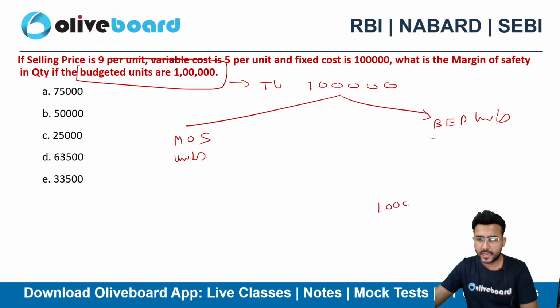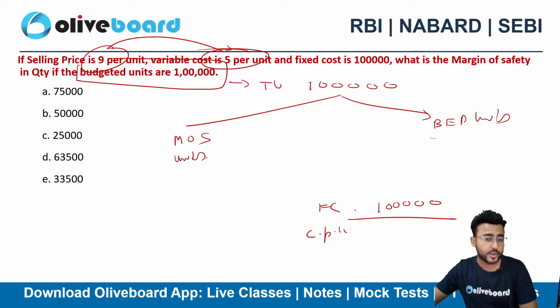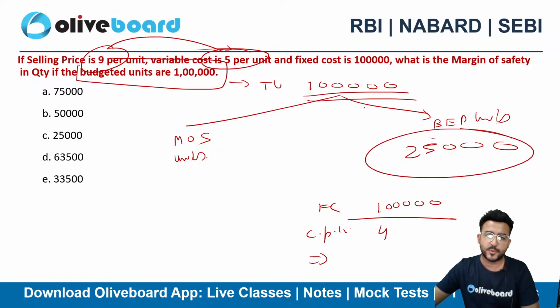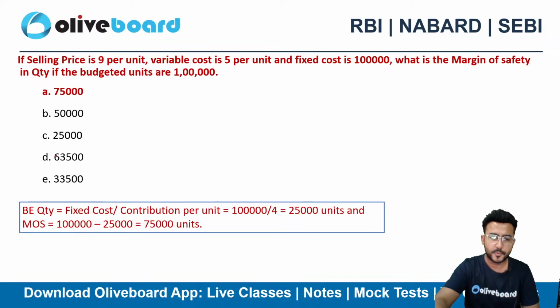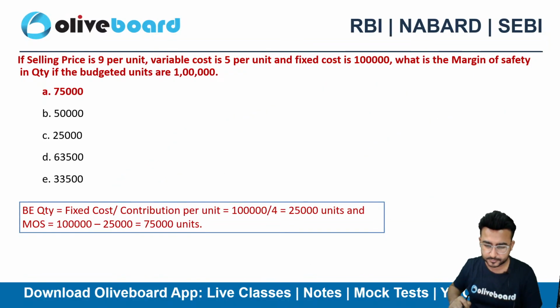Fixed cost 1 lakh divided by contribution per unit. Selling price is 9, variable cost is 5. That means my contribution per unit is 4. That means BP units are 25,000. 1 lakh minus 25,000, 75,000 will be my MOS units. Option A here will be the correct choice.